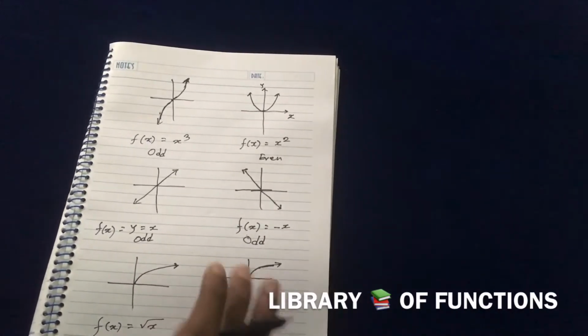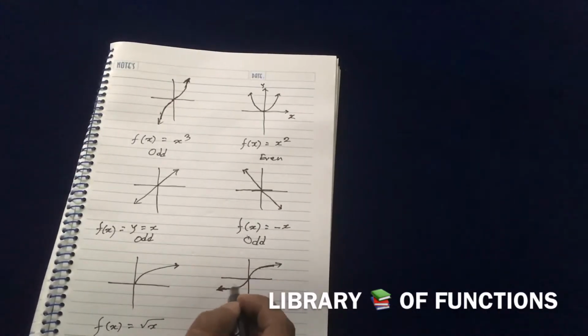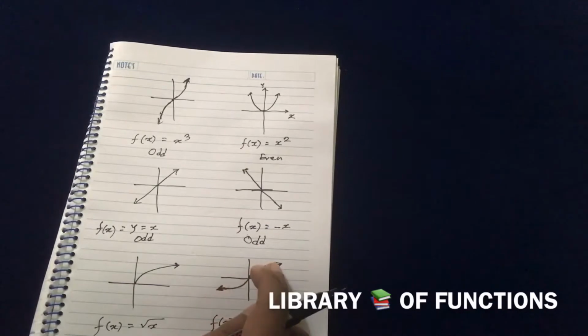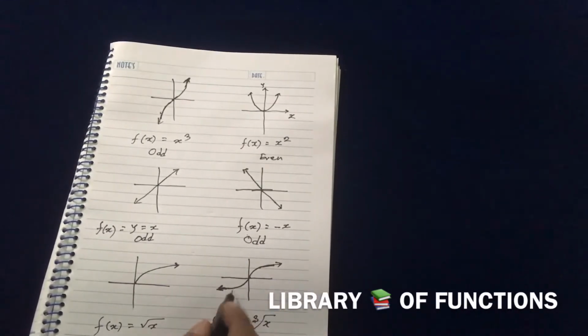Okay, then look at this one. What symmetry does this one have? Corner matching. So basically, if this corner matches, then this is our origin symmetry. If this is origin symmetry, then that means what? That means it is an odd function.